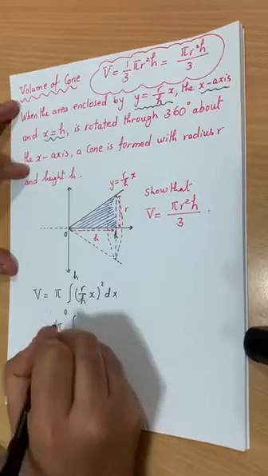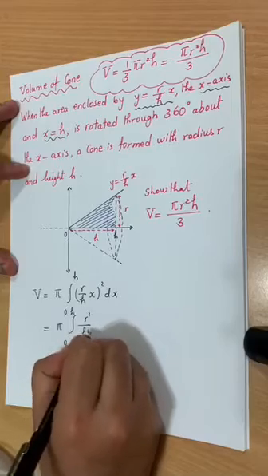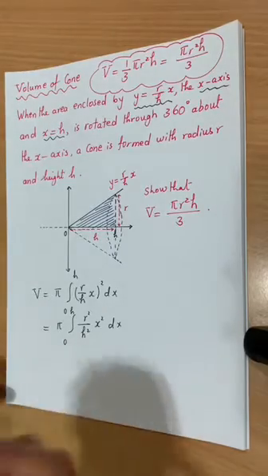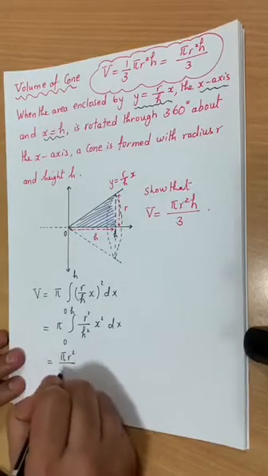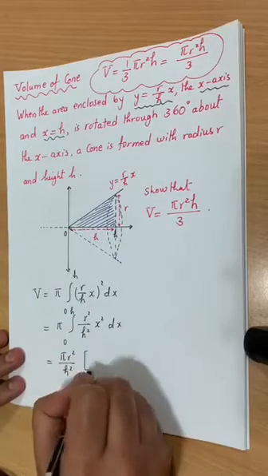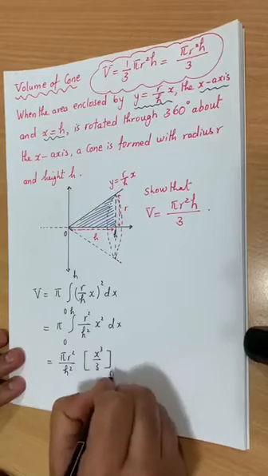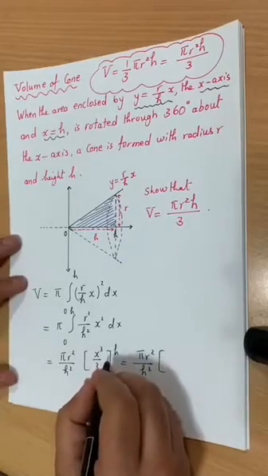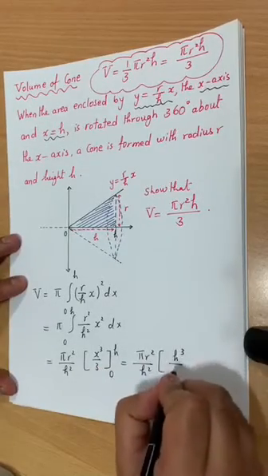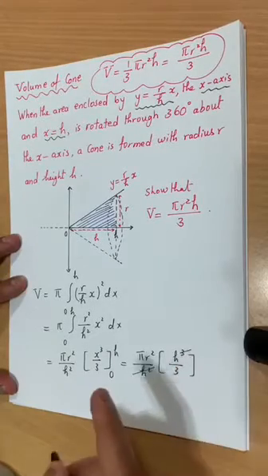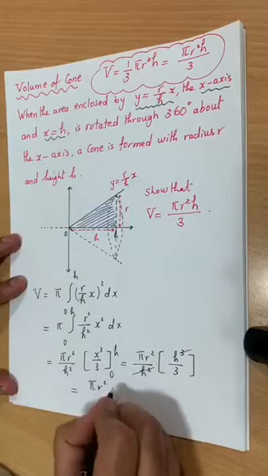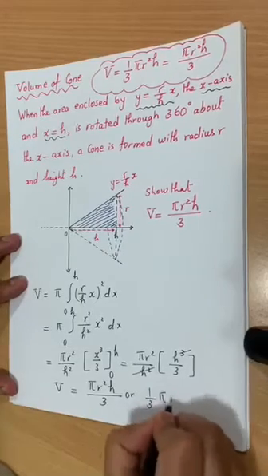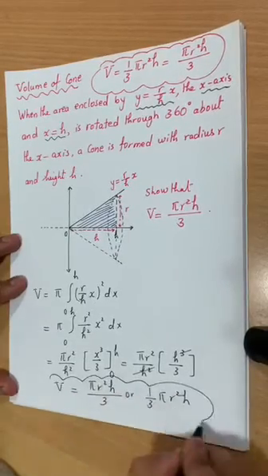Then integration from 0 to h of r squared over h squared x squared dx. Now you have to move that outside. Why? Because it's a constant. So it's pi r squared over h squared, and then integration of x squared is x cubed over 3 from 0 to h. Keep the pi r squared over h squared as it is, and replace x with h only. So it's h cubed over 3. Squared cancels the cube, so only 1 h is left. So it's pi r squared h all over 3, or 1 over 3 pi r squared h. Proved.